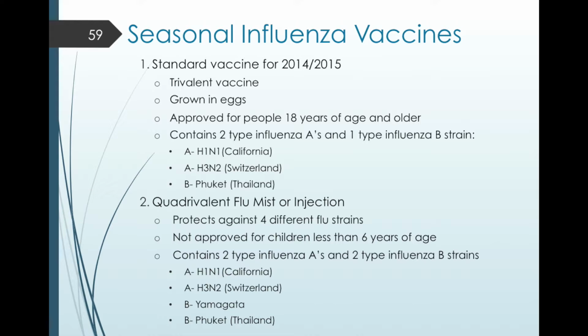The second option is a quadrivalent flu mist or injection. Quadrivalent means it protects you against 4 different flu strains. This one is not approved for kids less than 6 years of age because this one is live. It has 2 influenza A's and 2 influenza B's. So it has the same as what the flu shot has, and then it has another B in it that I'm not going to attempt either because that name looks pretty crazy.